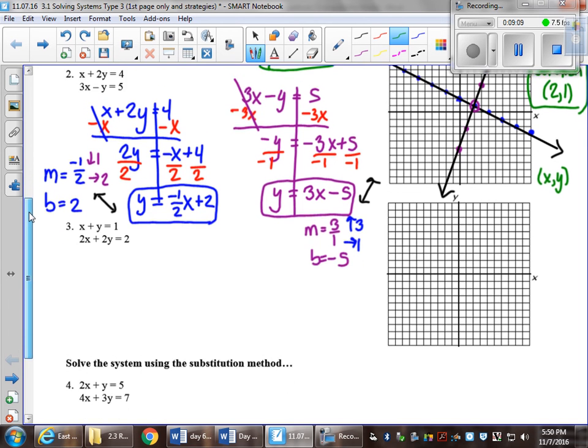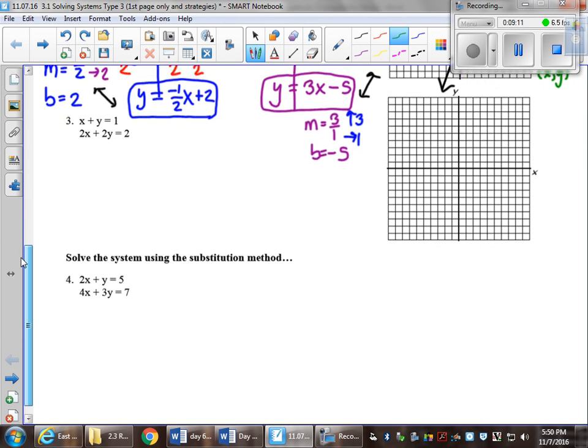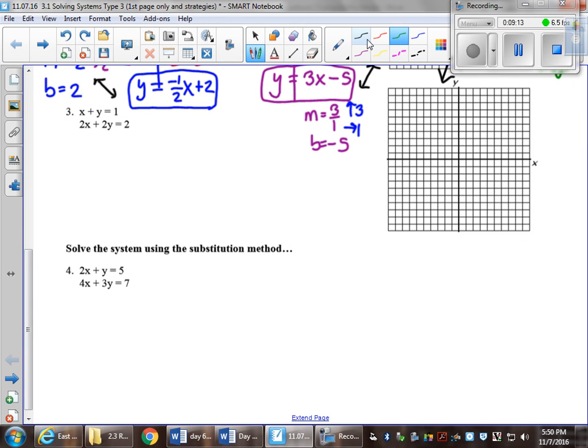Number 3, we will have the same approach. We need to solve for y equals mx plus b. So one at a time, let's start with the first equation. X plus y equals 1. Line down the equal sign. I need to get y by itself. To make that happen, we will subtract x from both sides.